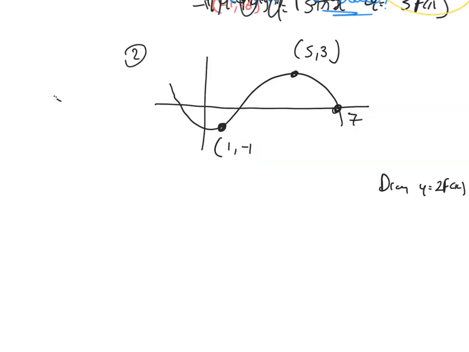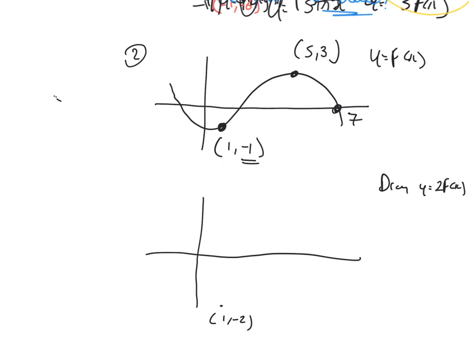Okay, next one. We've got the graph of y equals f of x, and we're going to draw y equals 2f of x. y equals f of x goes through 1, minus 1, 5, 3, and 7, 0. So 2f of x is going to stretch that vertically by a factor of 2. So 1, minus 1 is going to stretch down to 1, minus 2. 5, 3 is going to stretch up to 5, 6. And 7, 0, well, if you stretch 0 by a factor of 2, 0 times 2 is still 0, so that's still 7, 0. And the curve will now look like that.